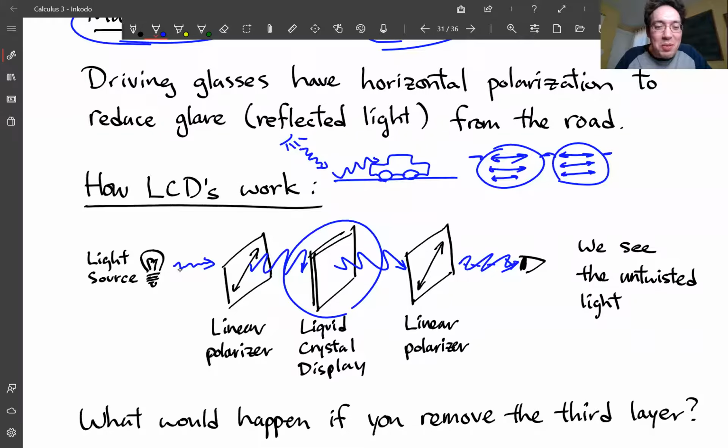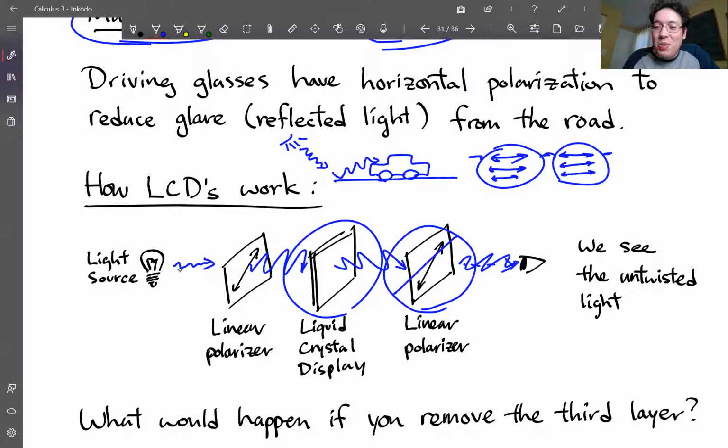Okay. I just kind of want to tell you a story about my friend who knew how this LCD worked. And what he did was he got a laptop, and he removed the third layer. Right? So he removed the third layer, the linear polarizer. So all the lights are still kind of getting through. Some are twisted, some are not. But all the light is going through. So the laptop looks white at all times.